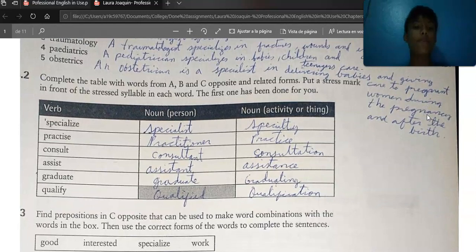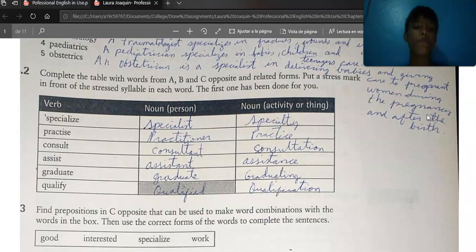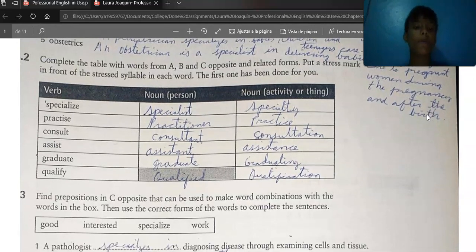Complete the table with words from A, B, and C opposite and related forms. Put a stress mark in front of the stressed syllable in each word. The first one has been done for you. Specialize will be the verb, and then the noun specialist, and then the noun for activity or thing, speciality. We have practice, then practitioner, practice. Consult, consultant, consultation. Assist, assistant, assistance. Graduate, graduate, graduating. Qualify, qualified, qualification.